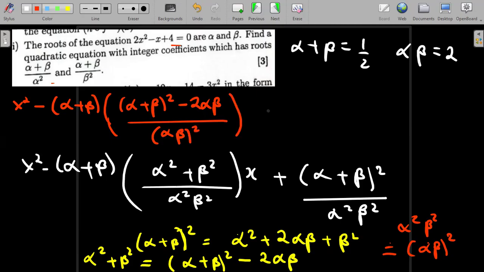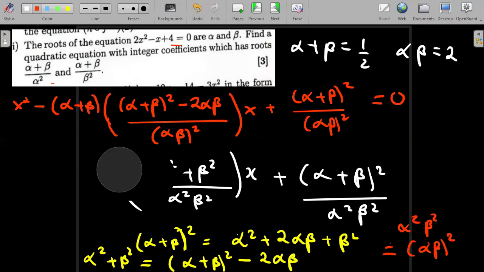Then the x, of course, here. Then I have plus, of course. Then what did I have? I had alpha plus beta squared here, like this, and over that I can write alpha beta squared. And this, of course, is equal to 0. So we can now continue from there.